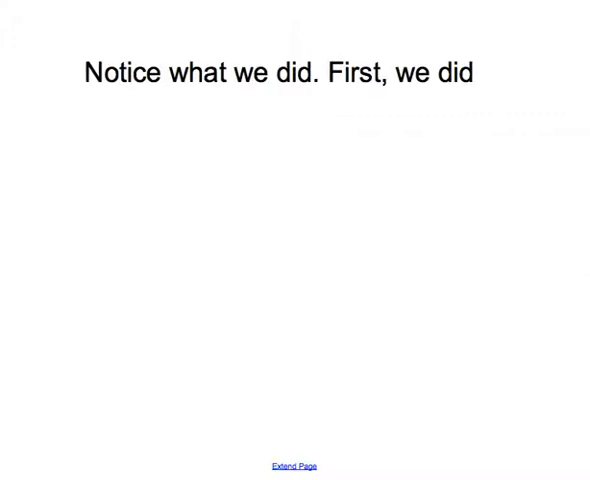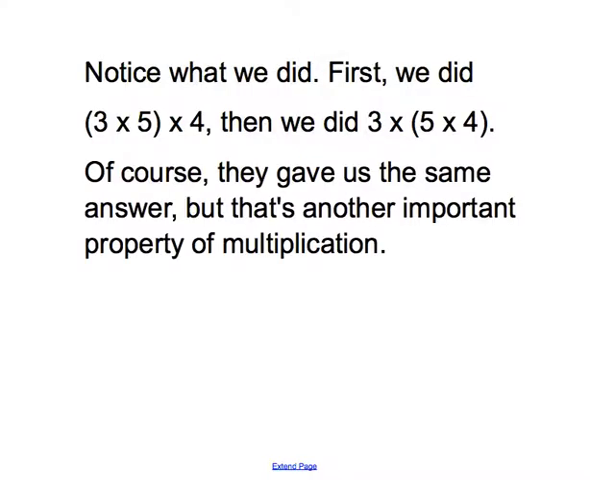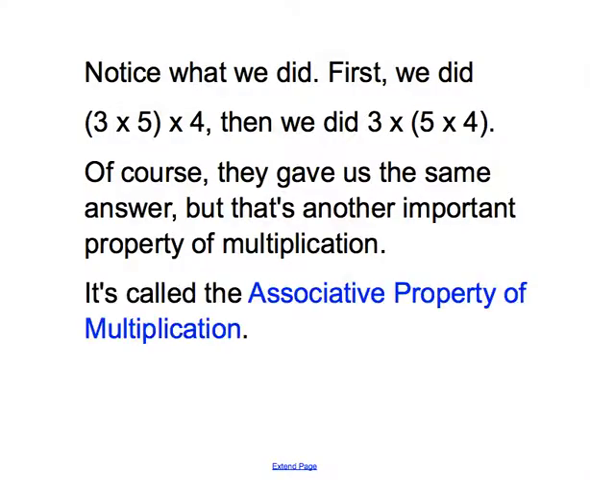Notice what we did. First we did 3 times 5 to find the area of the bottom and multiplied by 4. In the second example, we did the 5 times 4 first to get the 20 cubes in the front and did 3 times 20. Of course, they gave us the same answer, but that's another important property of multiplication. It's called the associative property of multiplication.